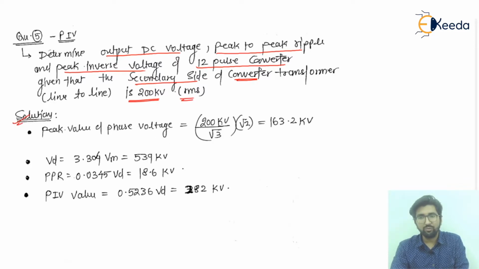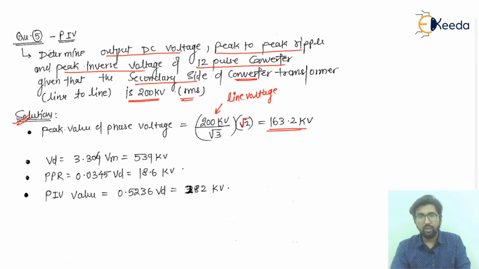So let's start with the solution. The peak value of the phase voltage is 200 kilovolt upon root 3 and root 2. This is the line voltage, and we have to find the phase voltage. So firstly we have to convert into the phase voltage, then you divide by root 3. But we need the peak value, so we have to multiply by root 2 again. After the calculation, you are going to get 163.2 kilovolt. So please check the answer.